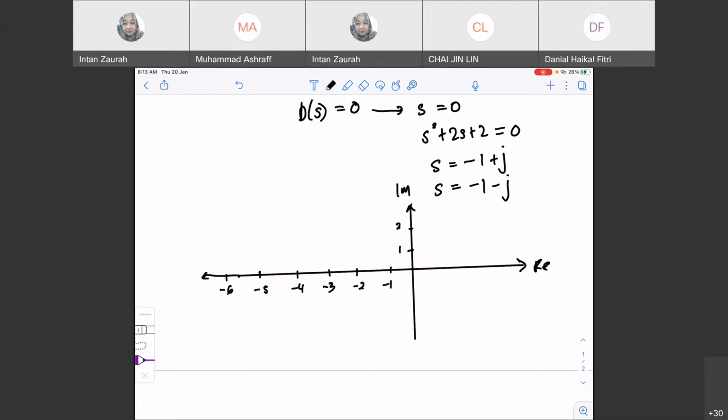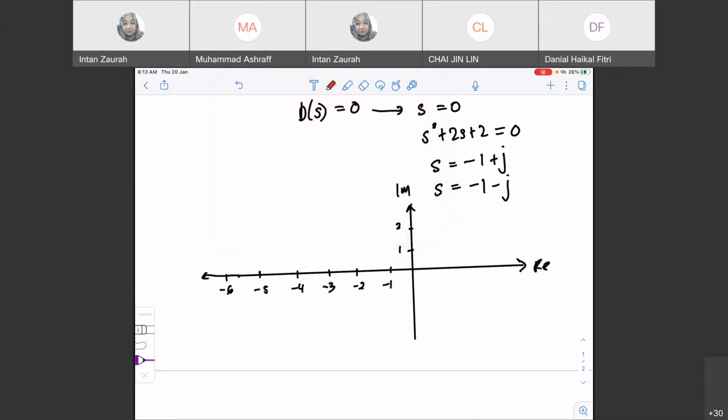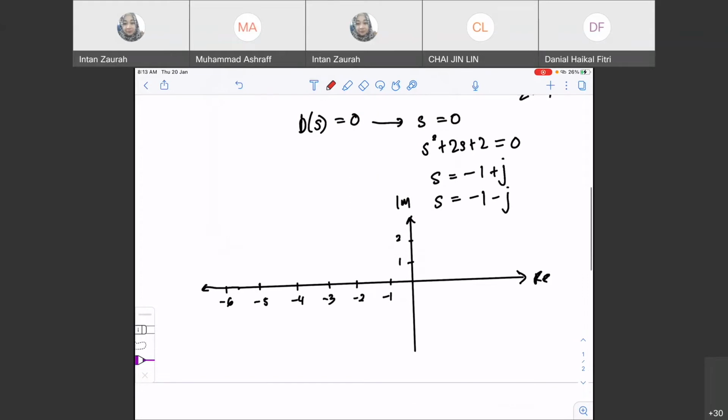Okay, so in this case, I have poles. Let me use red color. I have poles with a cross. Poles, you must use a cross. For zeros, you're going to use a circle. So for -1j, it's here. Okay, my video is a bit delayed. So that is my complex pair, known as complex conjugate. Because one of them has a positive value, the other one will follow with a negative value.